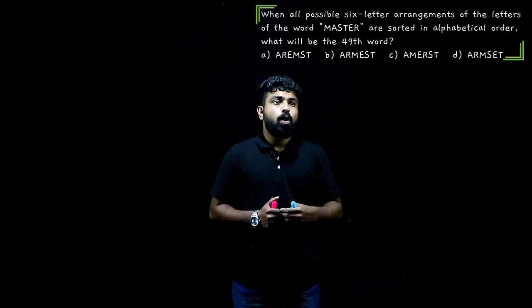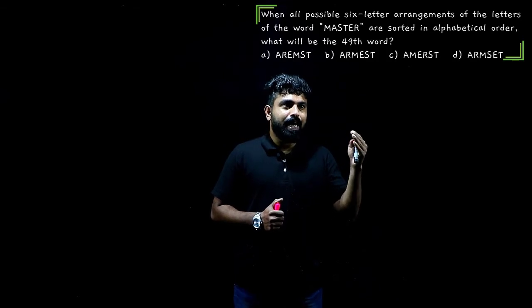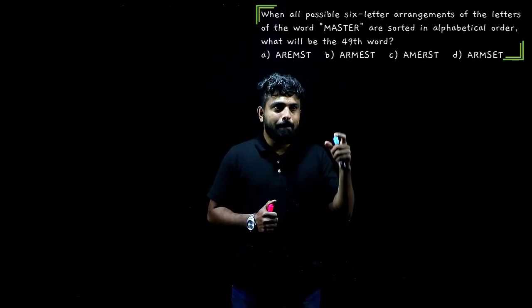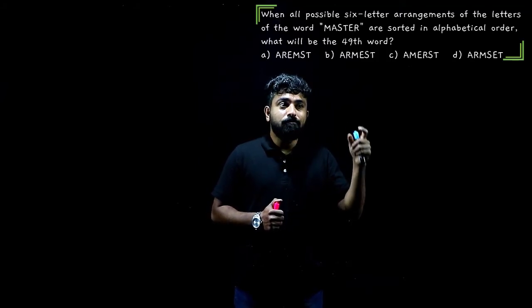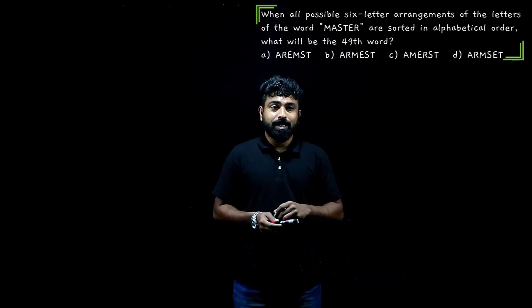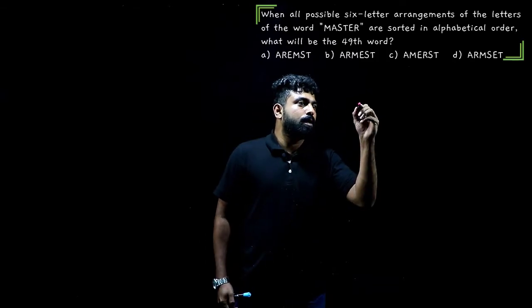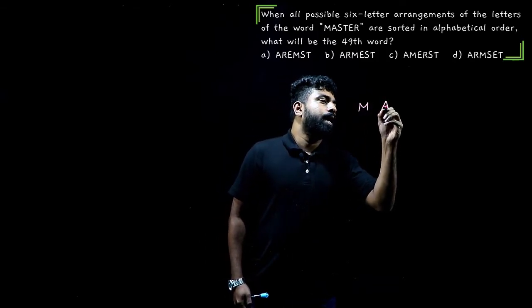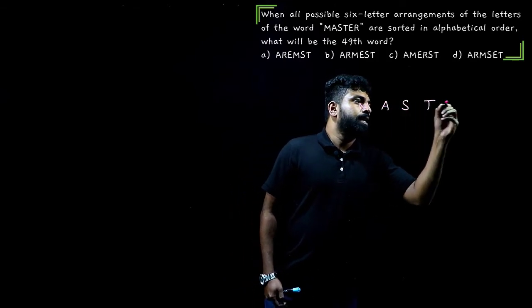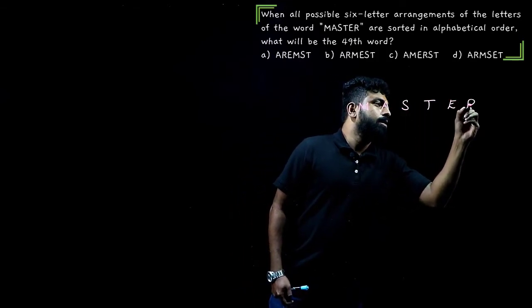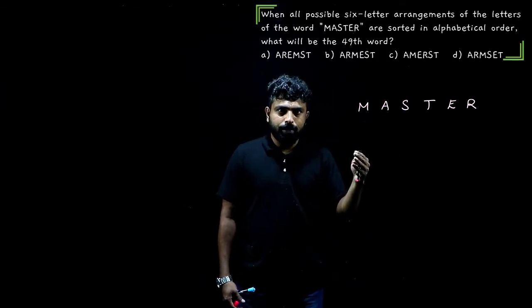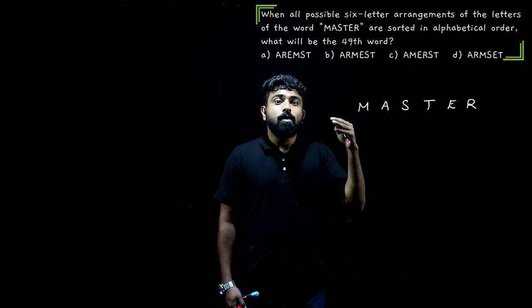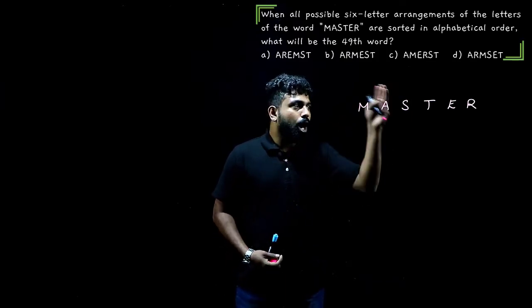Let us move on to our next question here. What does it say? What are the possible 6-letter arrangements of the letters of the word MASTER sorted in alphabetical order? What will be the 49th word? So they have given us the word MASTER: M-A-S-T-E and R. And they have asked us to arrange all the letters in alphabetical order and find the 49th word in this arrangement. So how do we do this?